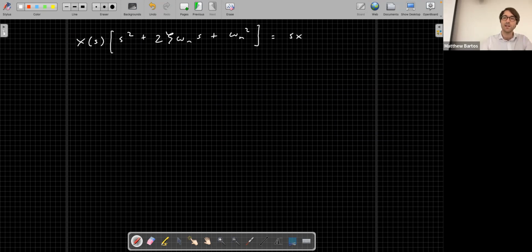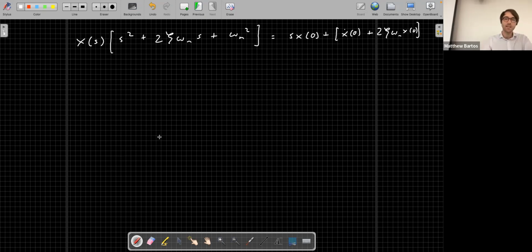So we'll have s times x at time 0 plus x dot at time 0 plus 2 times the damping ratio times the natural frequency times initial displacement. And I'm running out of space, but I got it.